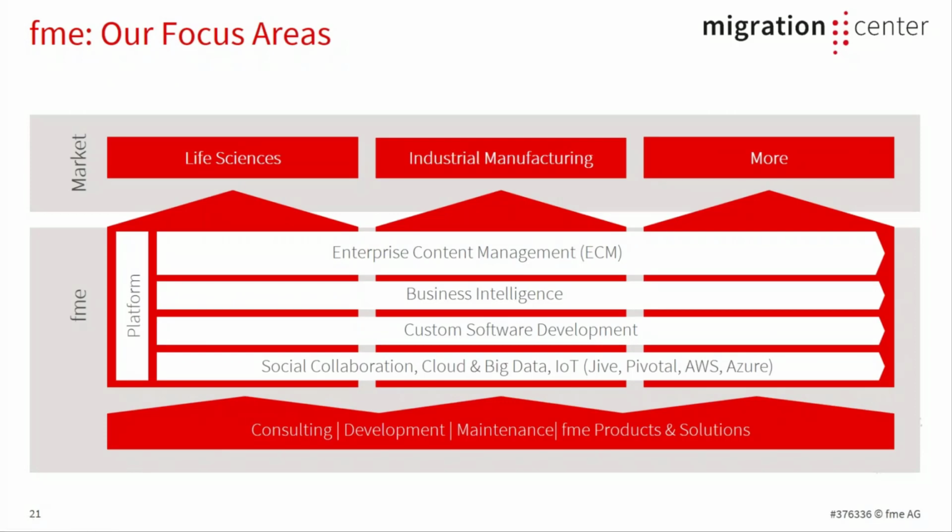So just to expand on that a little bit, without getting into too much detail, really just a pictorial view of what I just explained, which is we focus on two main verticals. We have interest in other verticals, and that's an expansion area for us, and focus on, I would say, four. We can break it out into four areas: enterprise content management, business intelligence, custom software development, which we do, and of course social collaboration. Big ones, cloud and big data, very important, of course. So we're focused on these main areas.